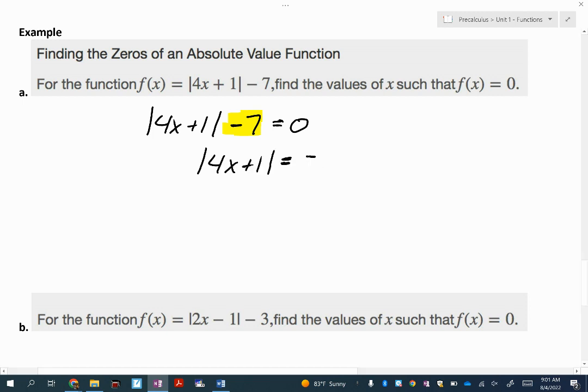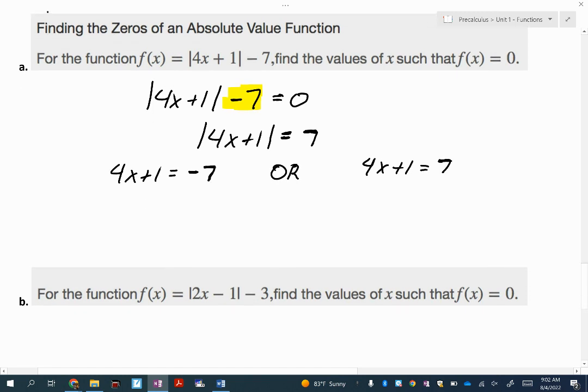So I'm going to go ahead and take that away, but ultimately, you want to be on the lookout for that. Now I'm going to write 4x plus 1 is equal to negative 7, because if that's true, I will get a solution. Or 4x plus 1 equals positive 7. Either one of those will work because when I take the absolute value of negative 7, I get 7. And when I take the absolute value of 7, I also get 7.